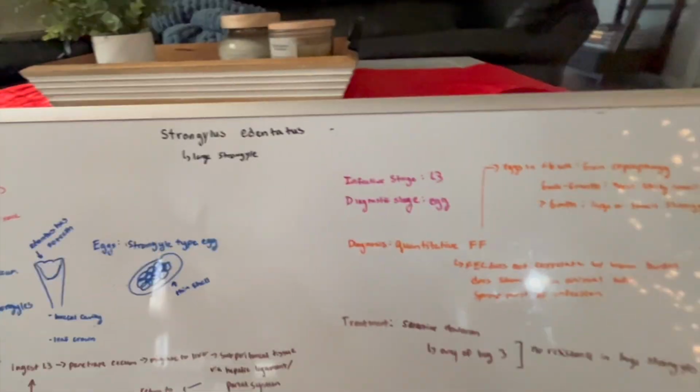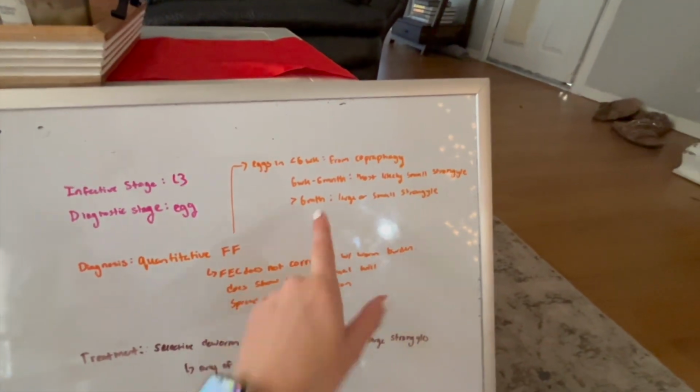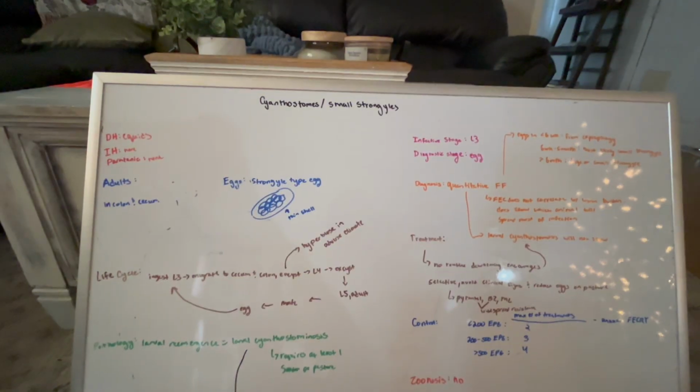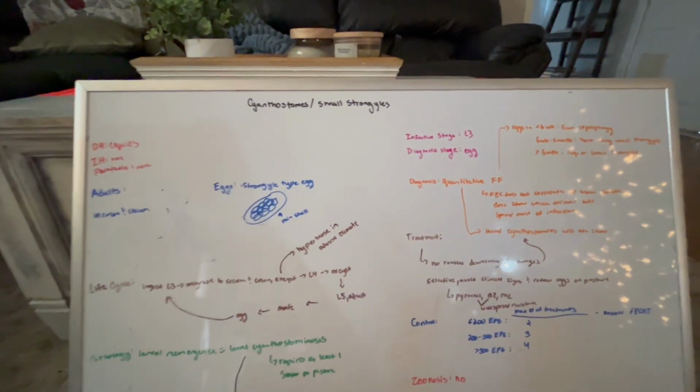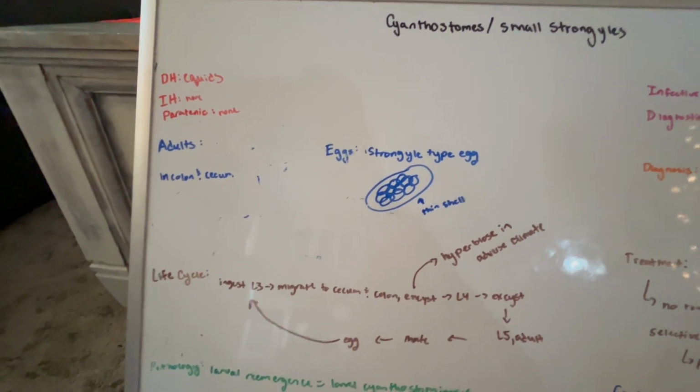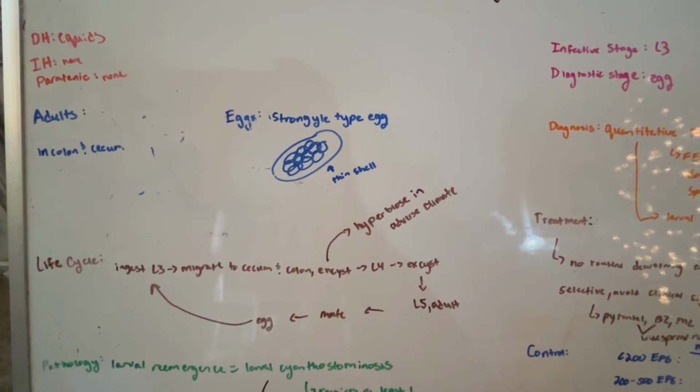Again, you won't see this one unless the horse is greater than 6 months, and you still do selective deworming with this. This is our cyathostomes, which is also our small strongyles. The definitive host will also be equids. It's a direct life cycle. They're also found in the colon and cecum. They will have strongyle type eggs.